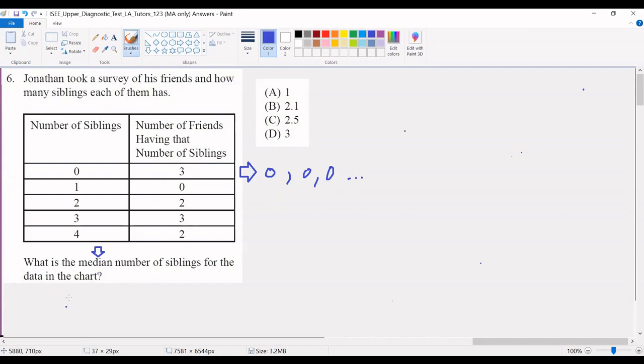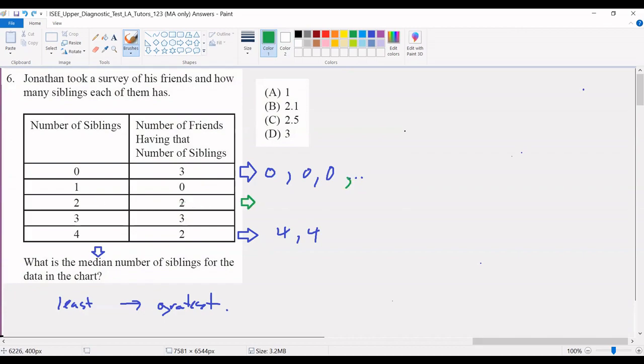So for median, we're really labeling things from the least going to the greatest. So what we want to do here is, well, the smallest number is 0, and we see that the largest number is actually 4. So where do we see this 4 here? Right here, we have 2 sets of 4s. So let's start arranging the number of siblings. So we have 0, 1 siblings.